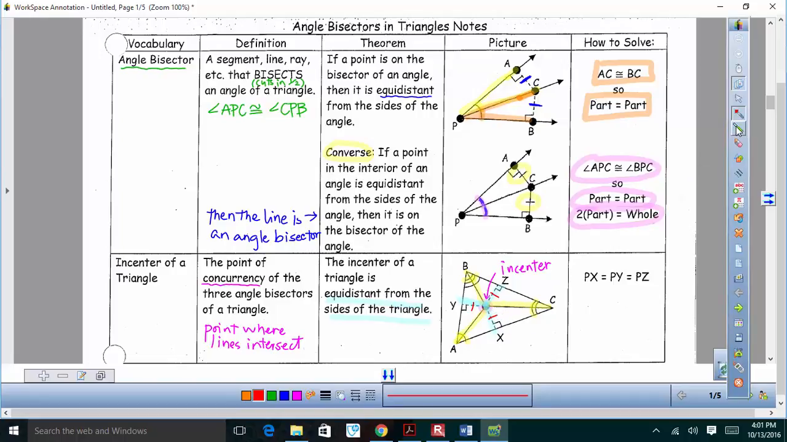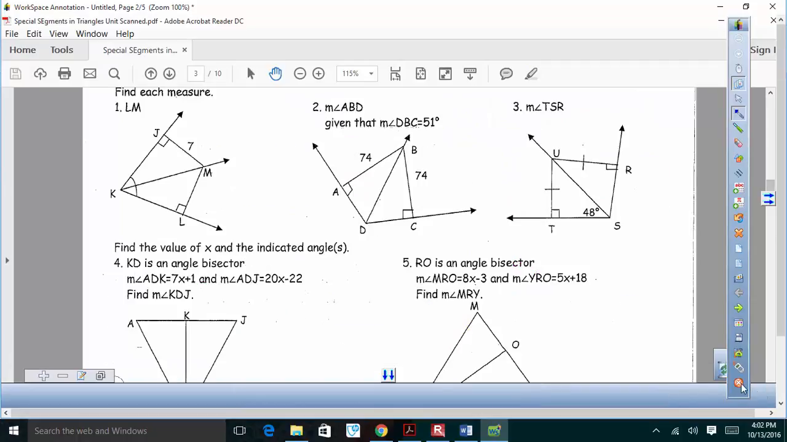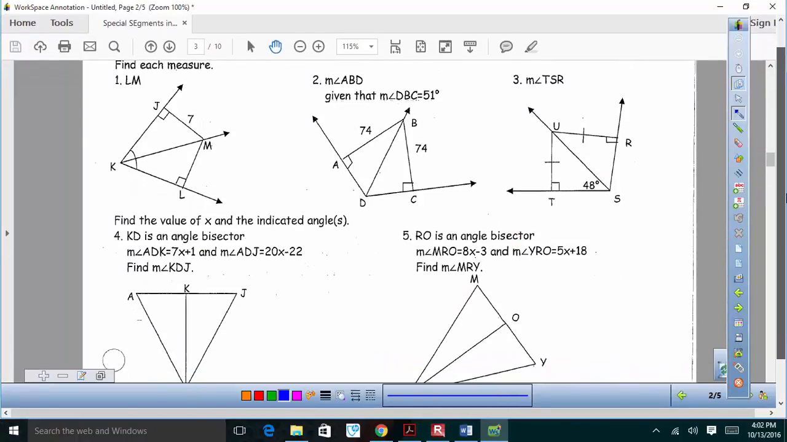And so over here, they highlight PX, so from the incenter, which we let be P, from P to X, from P to Y, and from P to Z, all of those are equal. Okay? So we're going to use these three things that we learned to solve some problems. So let's look at example 1.